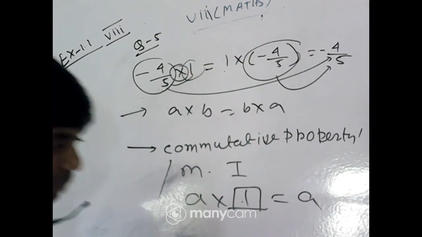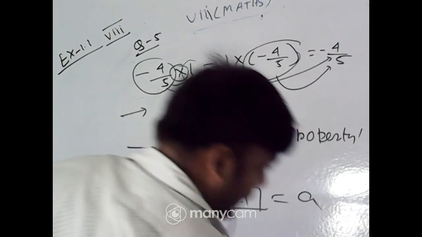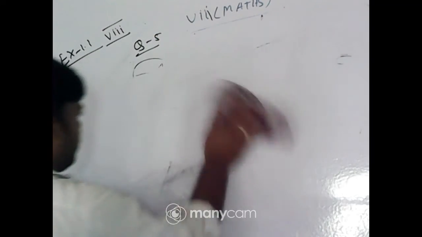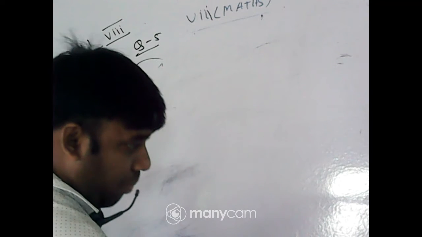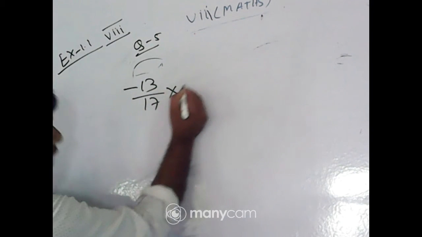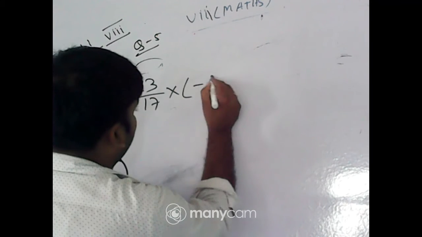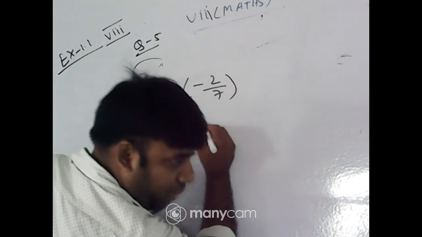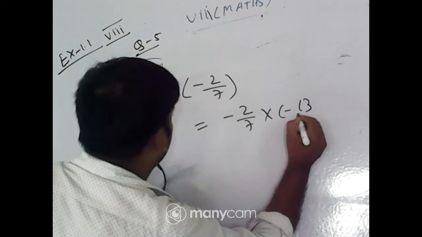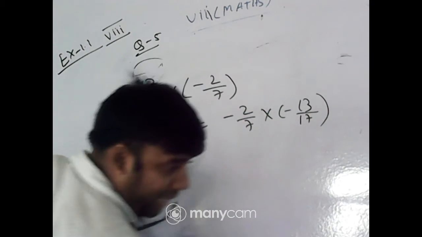Next part, that is minus 13 by 7 into minus 2 by 7 equal to minus 2 by 7 into minus 13 by 7. What property is used? Quickly answer it.